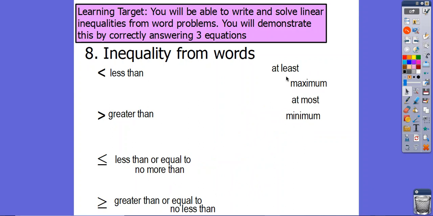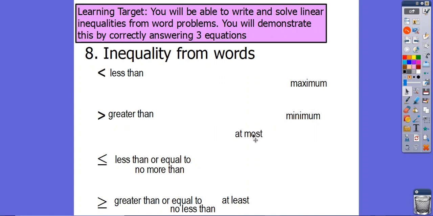So at least. The story I'd like you to think of when you see at least is you need at least a 65 to pass. So that means you would like a 65 or higher. So that means we want it to be greater than or equal to. If you say something is at least, you want it to go up from there.